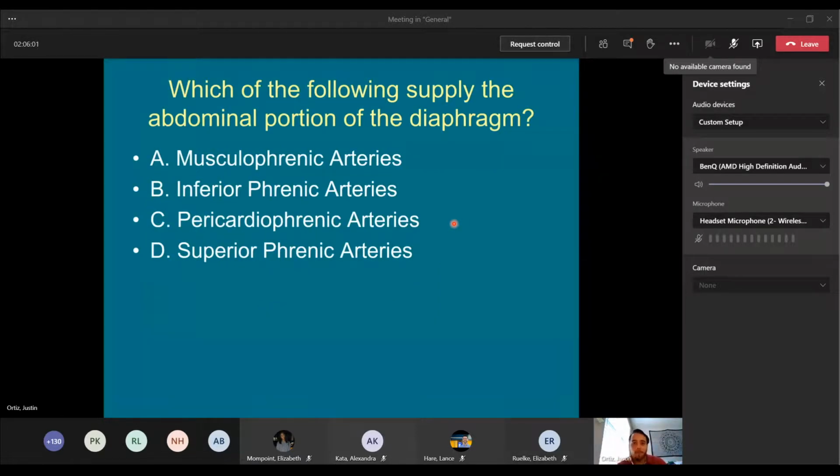Which of the following supply the abdominal portion of the diaphragm? Abdominal portion. So A, B, C, or D.